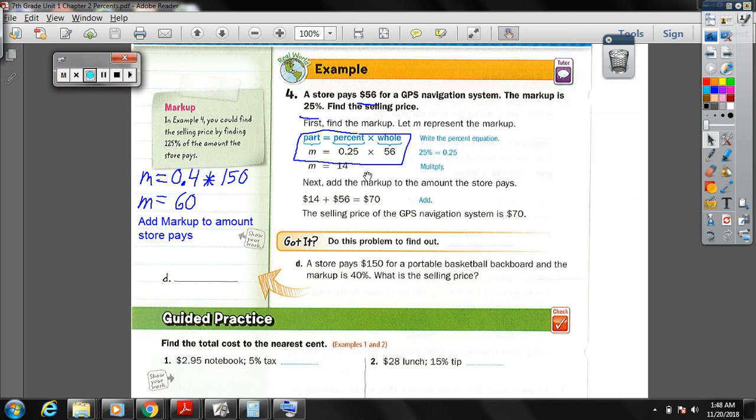So the next thing we're going to do is add the markup to the amount the store pays. And when we do that, we have 60 plus 150, which gets us a grand total of $210. So the selling price is $210 for a portable basketball backboard.